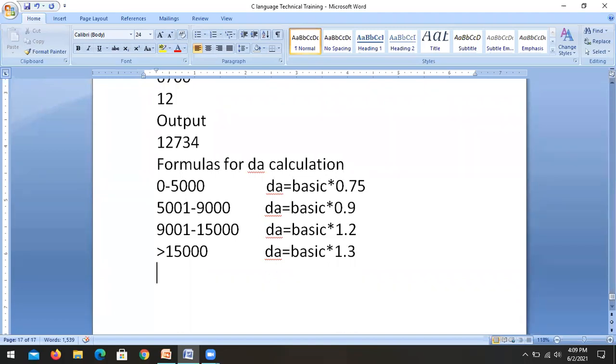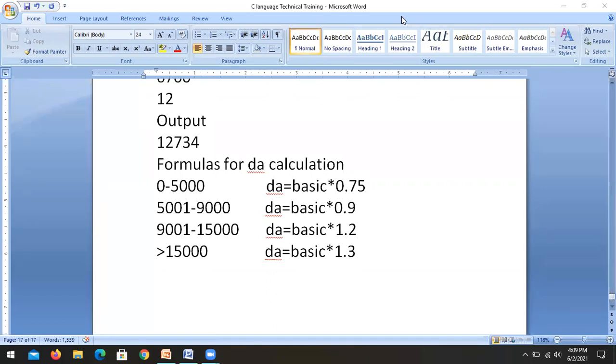If you write unnecessary statements or unnecessary conditions, you will get a time limit exceeded problem. The remaining is the same, so whatever you have written is correct, no problem. But here, if the basic is less than 5,000, it's enough. If basic is less than 5,000, this is the formula. So don't make this mistake.